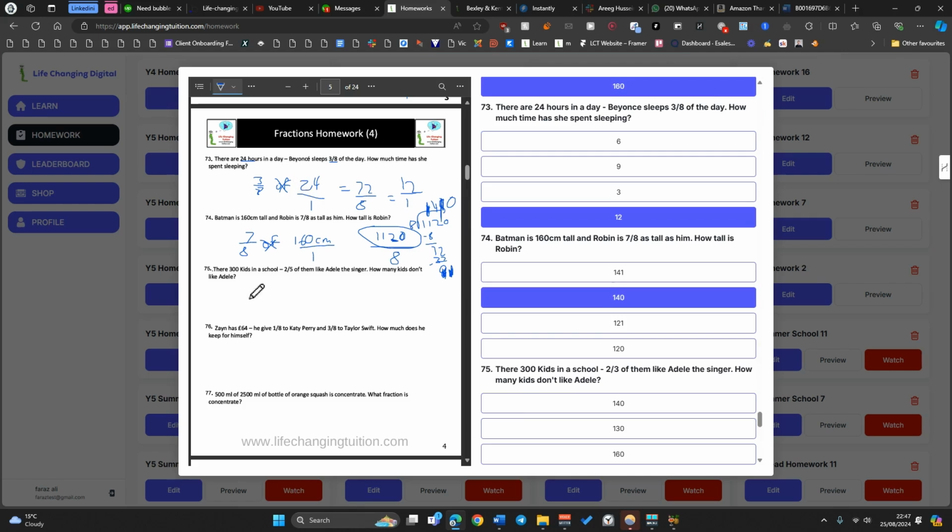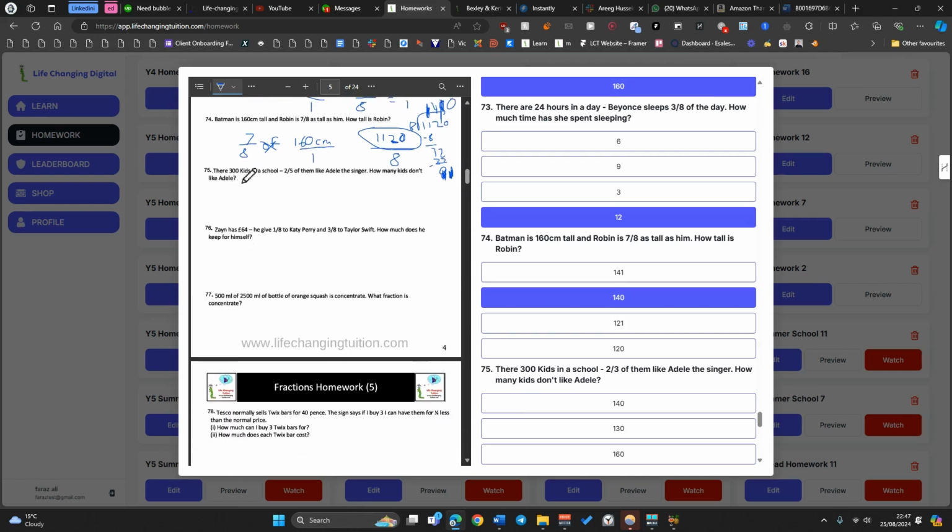Okay, question 75. There are 300 kids in a school. 2 over 5 of them like Adele, the singer. How many kids don't like Adele? So 2 over 5 like them. How many won't? Let's think of the fraction that is left over. It's 3 over 5, right? 2 over 5 do, 3 over 5 don't. If you add them together, you'll get 5 over 5, which is 1 whole.